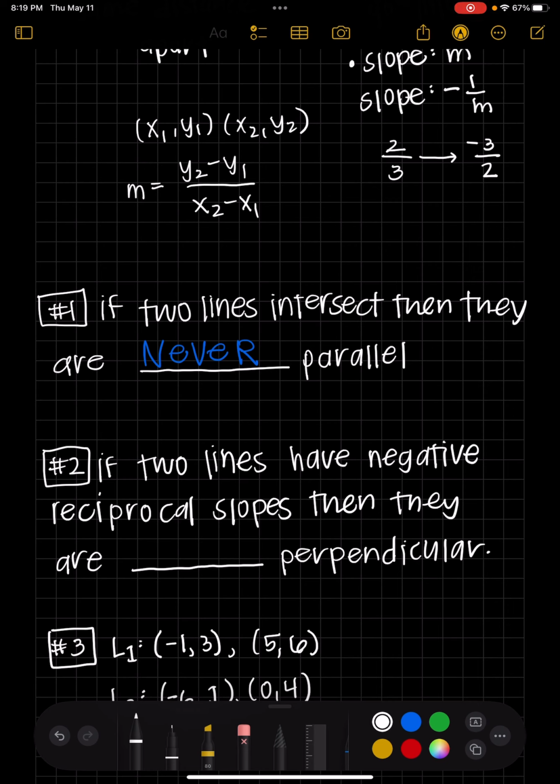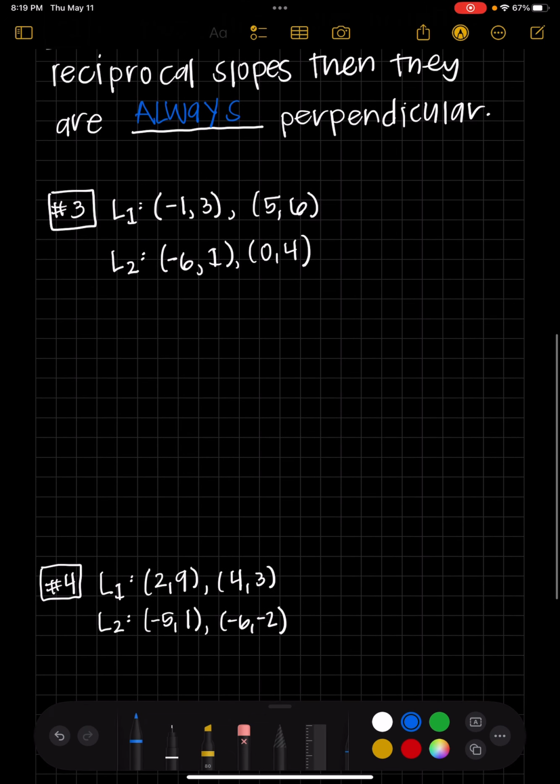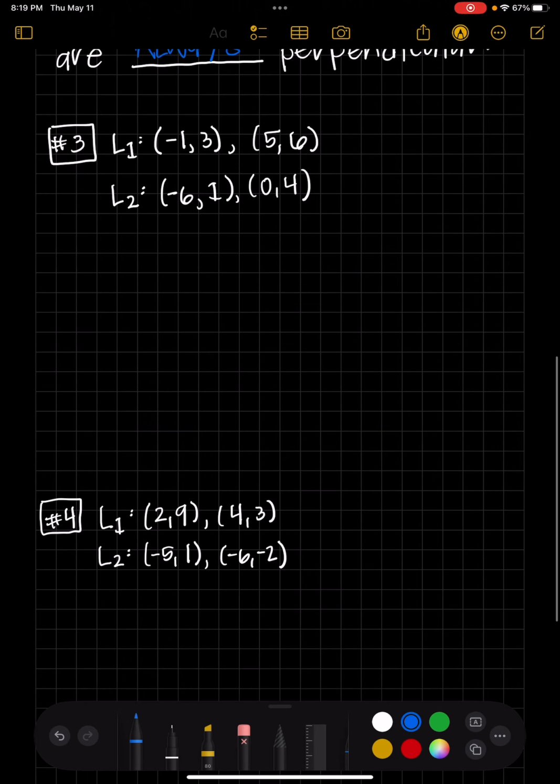Well, we just agreed that those slopes, like these examples that I wrote up here at the top, are negative reciprocals and they represent perpendicular lines. So in this case, if two lines have negative reciprocal slopes, then they are always perpendicular. All right, so now let's get down to the next two examples where we're actually going to prove if things are parallel, perpendicular, or neither.